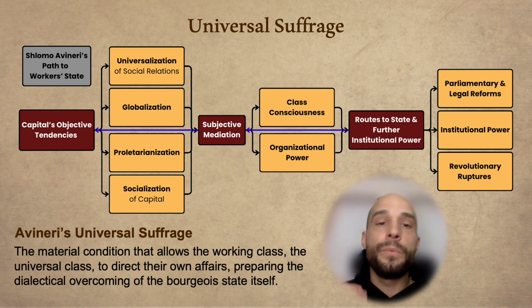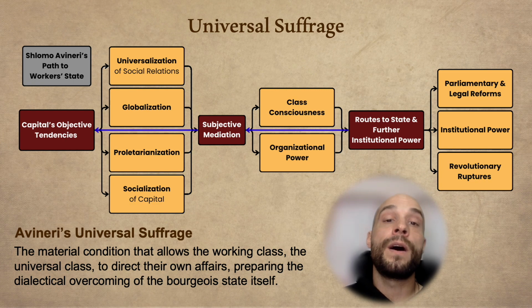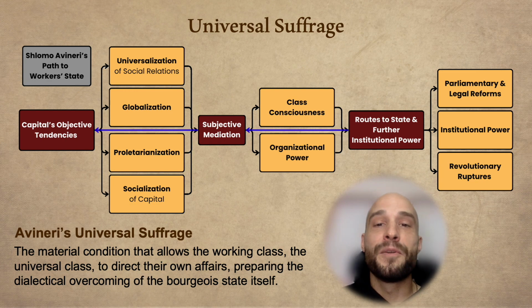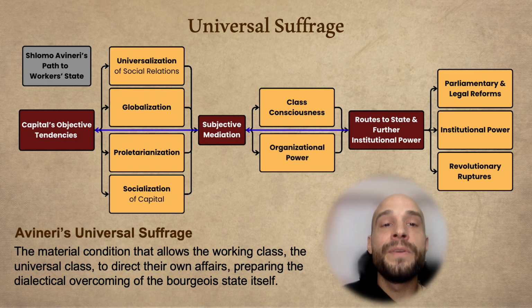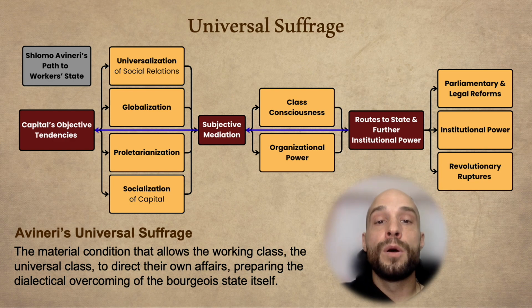But we've yet to talk about one essential aspect of Avineri's theory that spans across all three levels and more, and this is universal suffrage. Universal suffrage for Avineri is more than just voting rights in a bourgeois state. It's the material condition that allows the working class to enter the state as an active force, turning political equality into a terrain for mediating class power and preparing the dialectical overcoming of the bourgeois state itself.